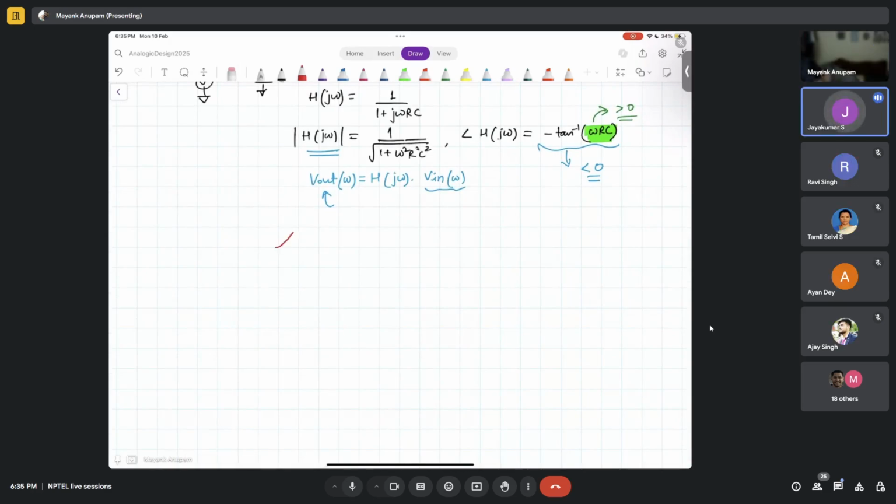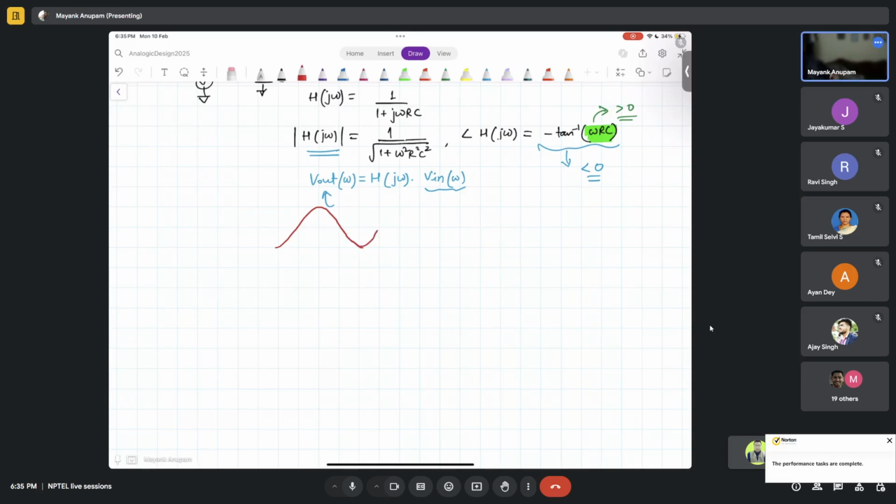Why is it minus tan inverse, sir? So that comes out from the expression, right? Which expression? Okay, 1 second.